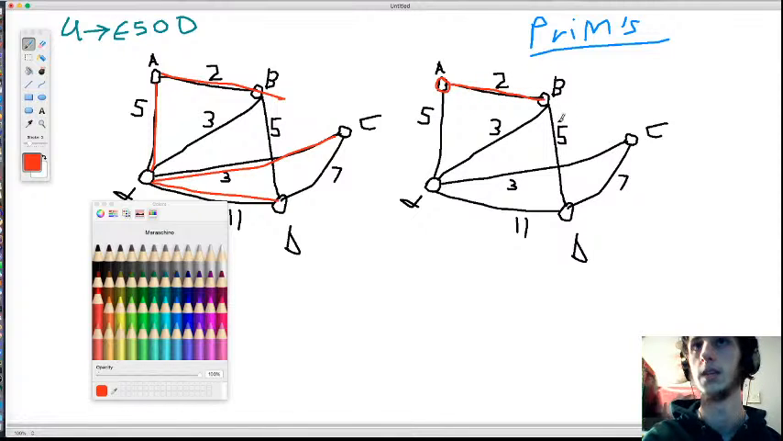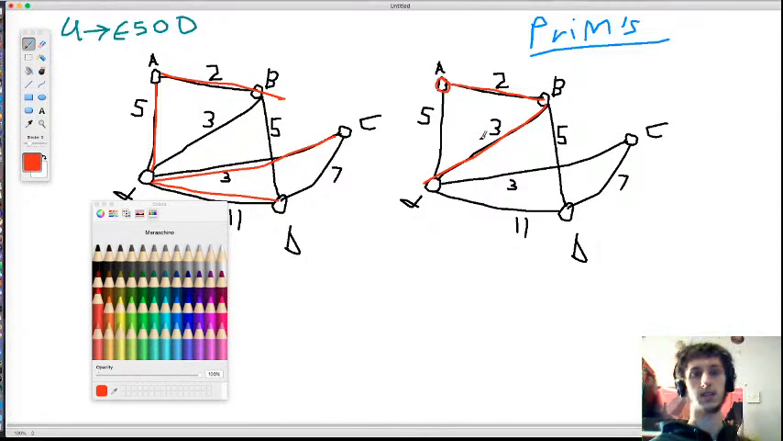Now it's connected at B as well. And then you keep doing that. You keep choosing the lowest one that's connected. So here, what's the lowest one? We could either choose 3, 5, or 5. 3 is the cheapest. We can't do 5 because that would cause, oh yeah, that's the other thing. You choose the cheapest that's connected, and that doesn't cause a cycle.